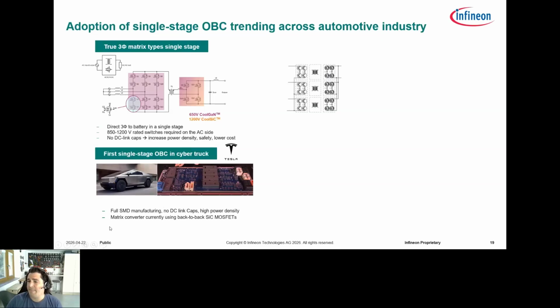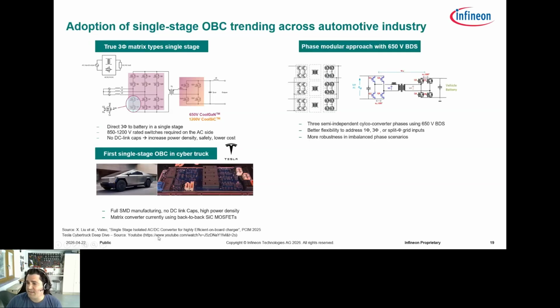And there are some citations you can see here at the bottom, some teardowns where you can see that, in fact, the Cybertruck OBC is using a matrix converter with back-to-back silicon carbide MOSFETs. Why not GaN? Well, when they did this, there were no GaN bidirectional switches in production yet, certainly not with automotive qualification. Not yet, but this is something coming very soon. As well as the fact that they were doing a matrix converter. So they were using 1200 volt switches.